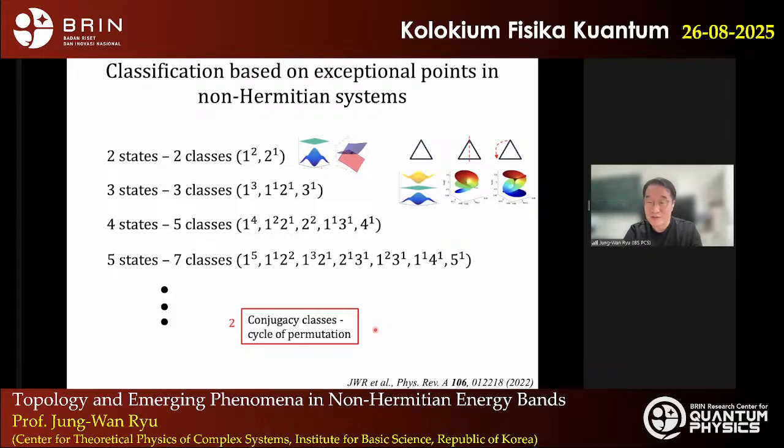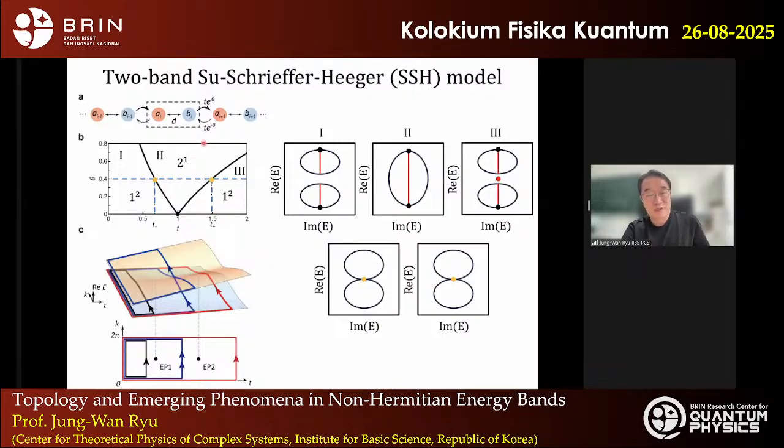It's totally different from the winding number for the point gap case. Okay, this is an example: the two-band Su-Schrieffer-Heeger model. This is a unit cell. There are two sublattices, with intra-hopping strength D and inter-hopping strengths T exponential zeta and T exponential minus zeta.